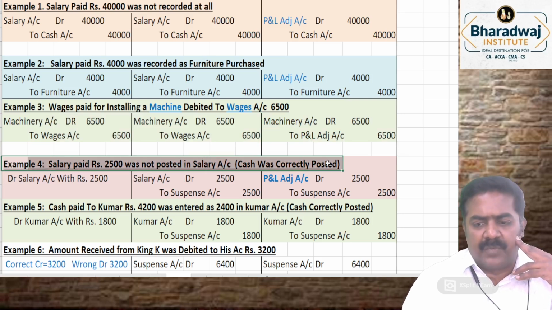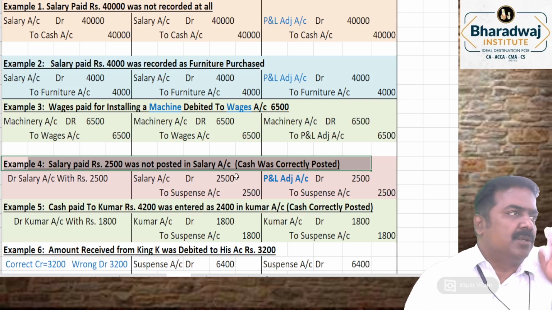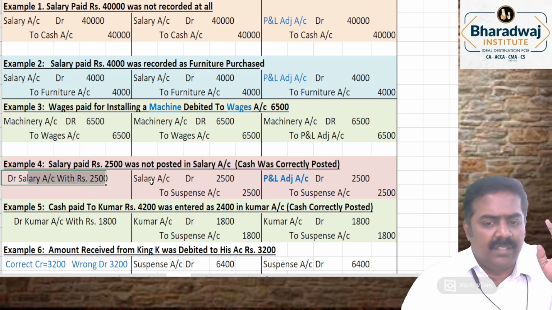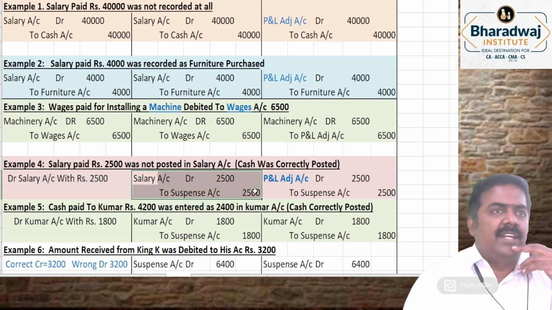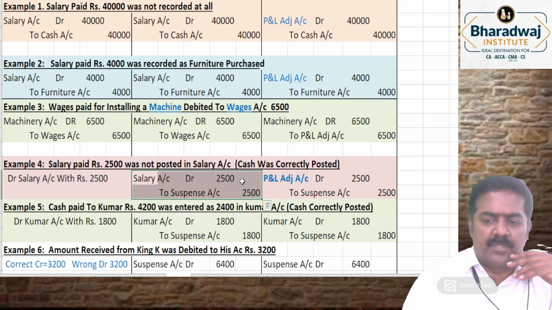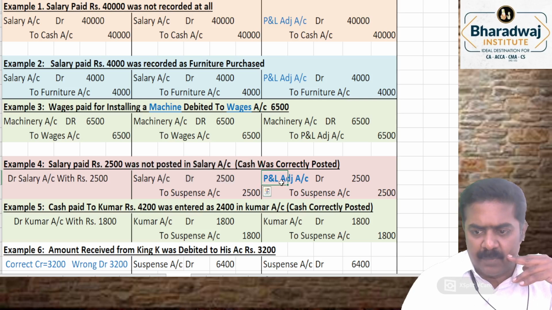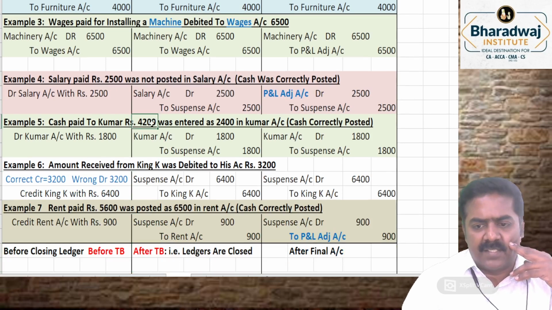Example 4. Salary paid 2,500 was not posted in the salary account. The error is in only one account. Debit the salary account, that's it. If it is after trial balance, it would not have tallied, so they would have opened the suspense account: salary to suspense. If it is after final accounts, in place of salary, use the P&L adjustment account.